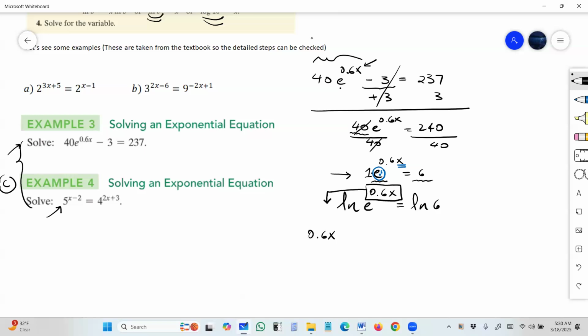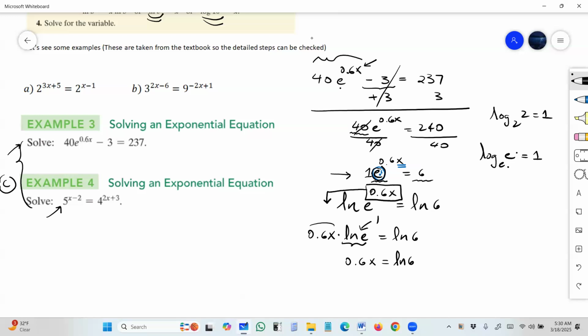So 0.6x times ln e equals ln 6. Now, again, by the properties of logs, the natural log of e, which is just log base e of e, is just 1. Just like we've seen before, log base 2 of 2 is 1. So it's 1 times 0.6x, which is just 0.6x. That's the reason why we take the log using this base, because it cancels completely. All right? This is exactly what we want.